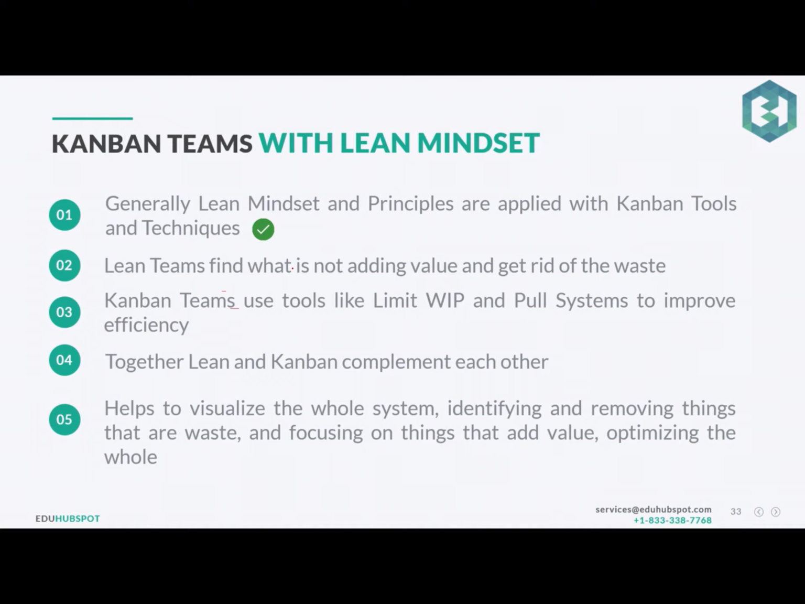Again, what was Kanban about? Removing waste. So you apply the lean mindset and you apply it on the Kanban. Lean teams find what is not adding value and get rid of waste. Exactly. In the Kanban, if you see that something is of no value, you will not even put it on the Kanban board, or you will just straight away remove it. Okay. You use tools like limiting the work in progress, or you use the pull system to improve the efficiency.